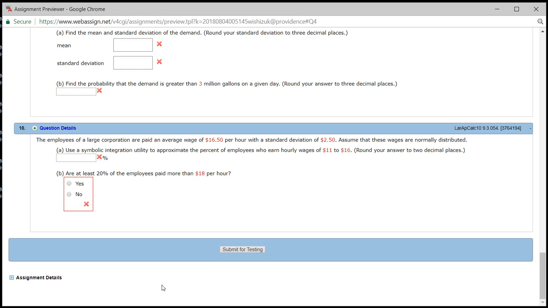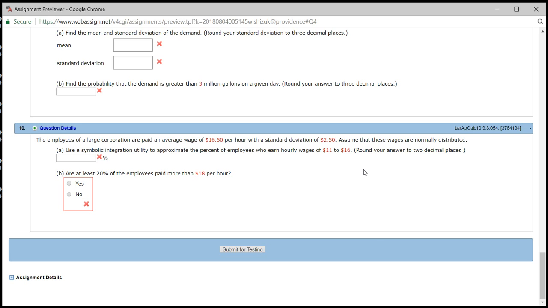All right, let's look at homework 9.3, problem number 10. It says the employees of a large corporation are paid an average wage of $16.50 per hour. So this is the mean, and the standard deviation is $2.50. Assume that these wages are normally distributed. Part A: use a symbolic integration utility to approximate the percent of employees who earn hourly wages between 11 and 16.